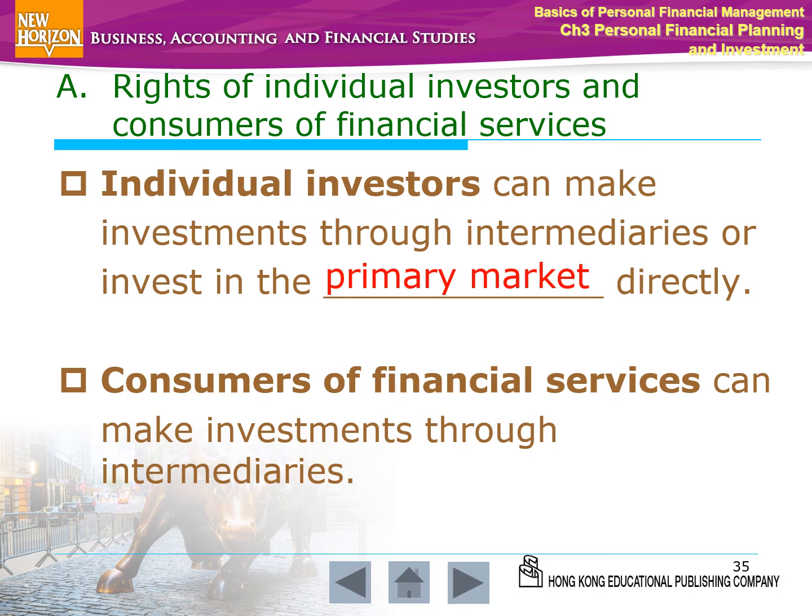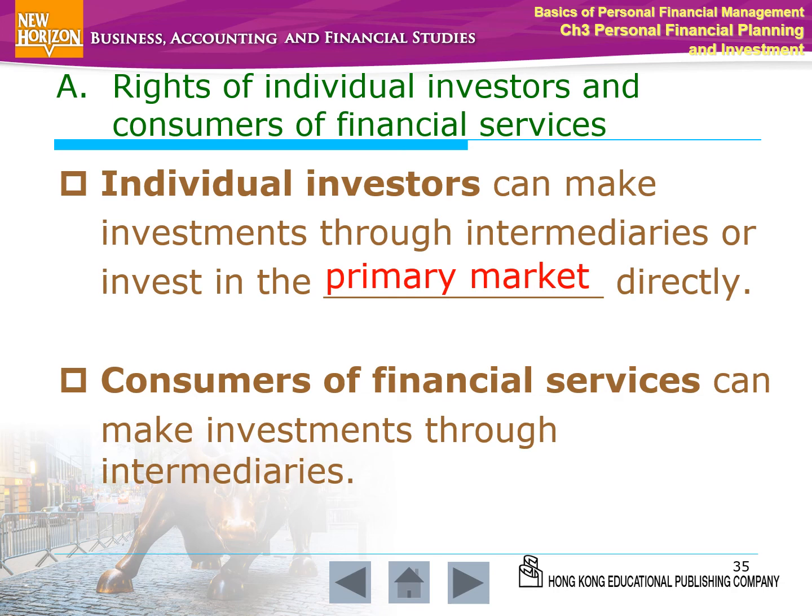Individual investors can make investments through intermediaries or invest in the primary market directly. Say, for example, if you are an individual investor and you want to make investments, you may ask a broker. A broker is an example of intermediaries to trade for you, to represent you to trade in the market. Or you may invest in the primary market directly. That means you may buy the shares.